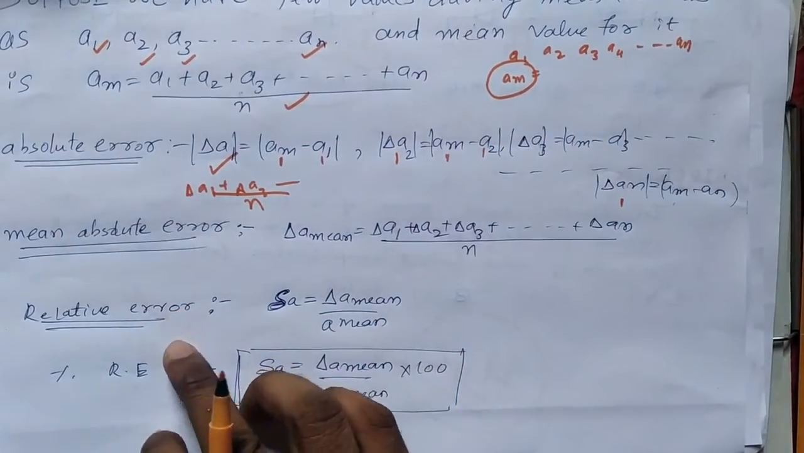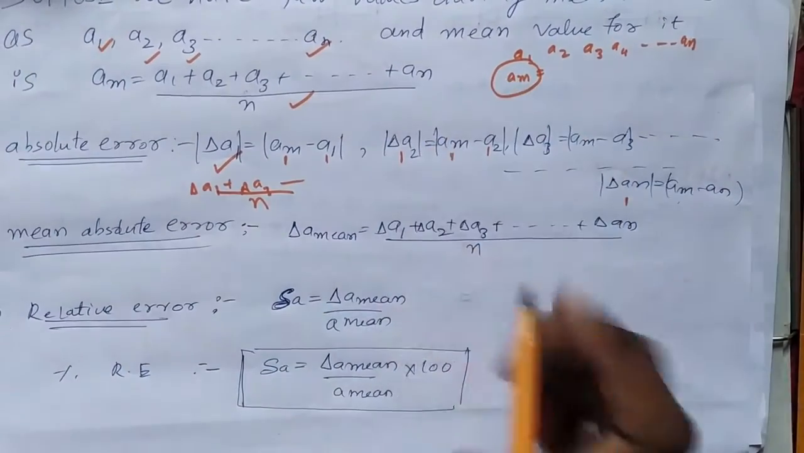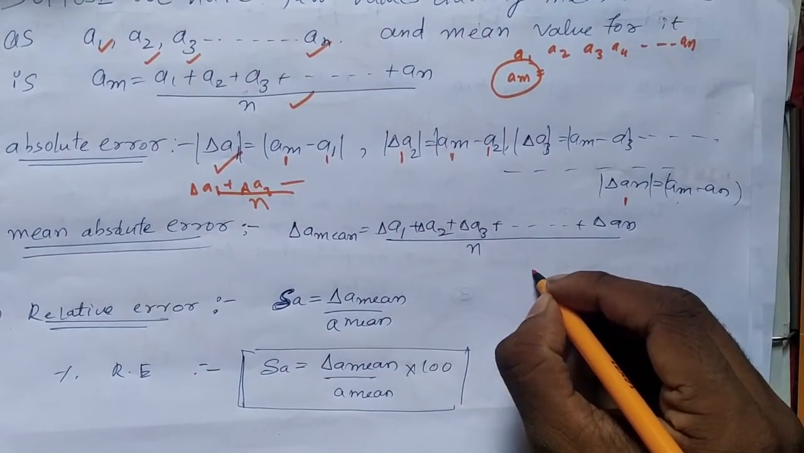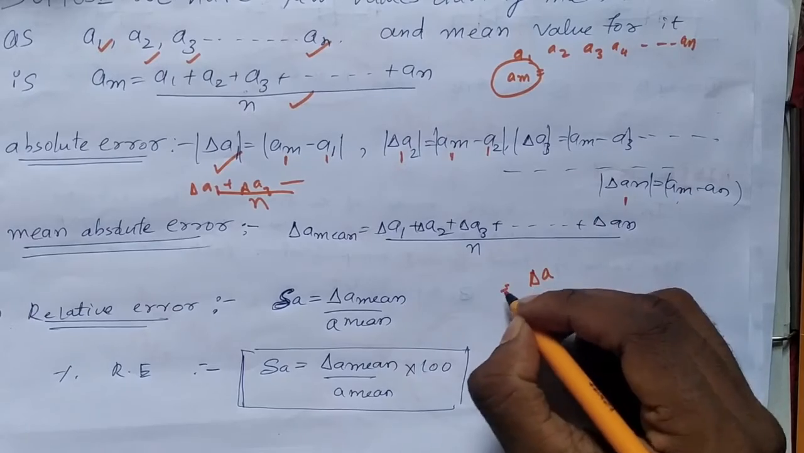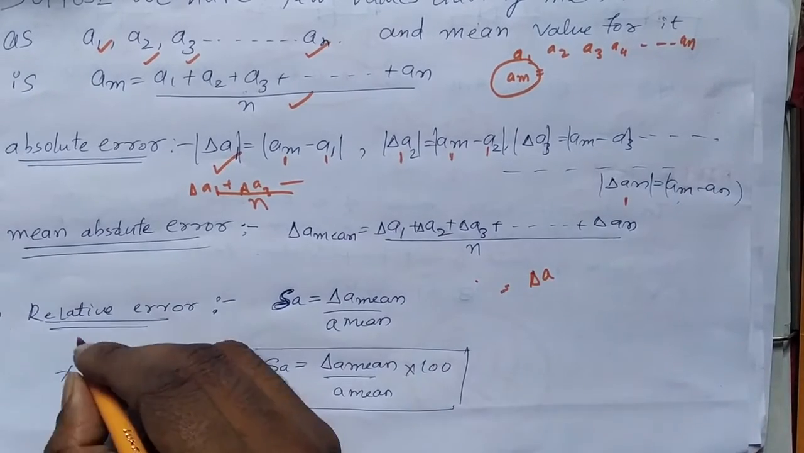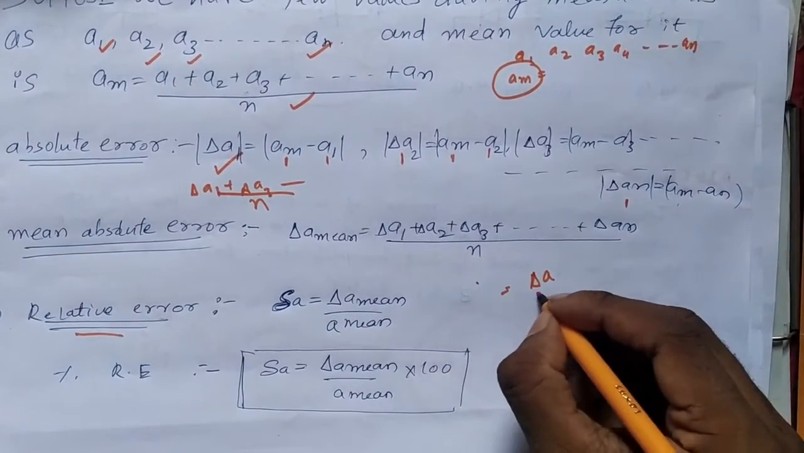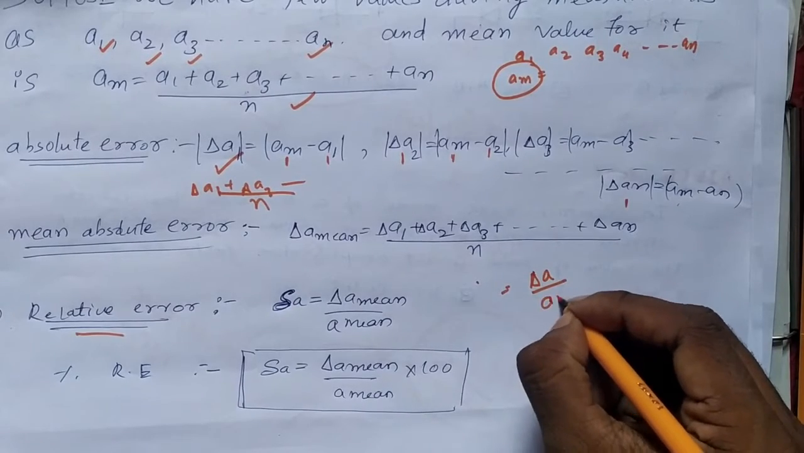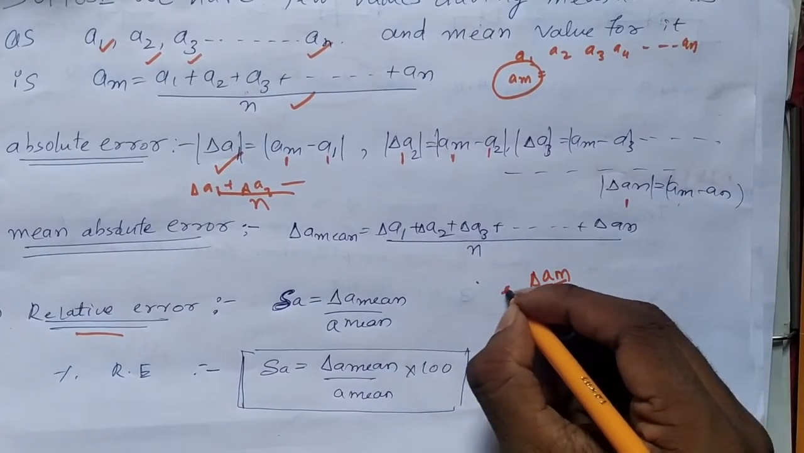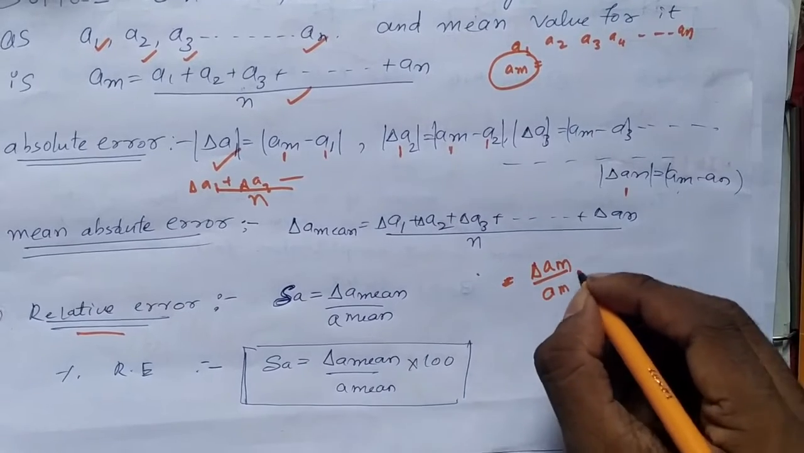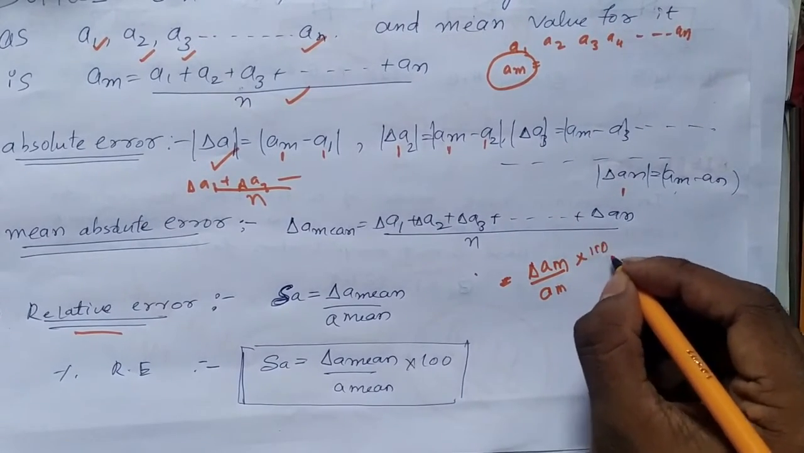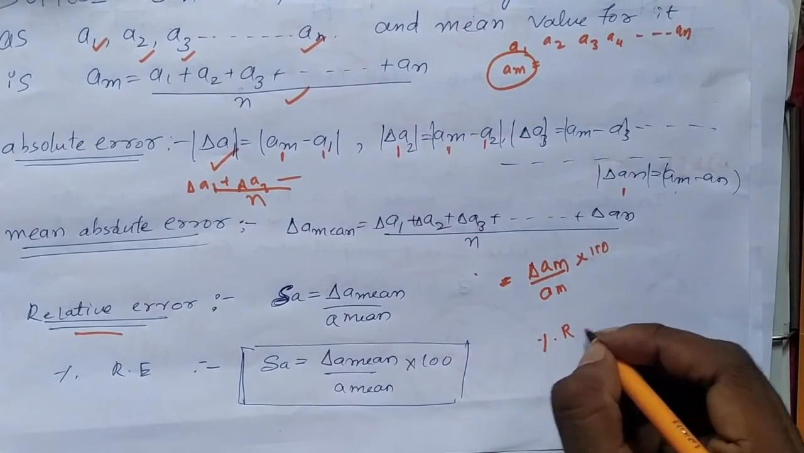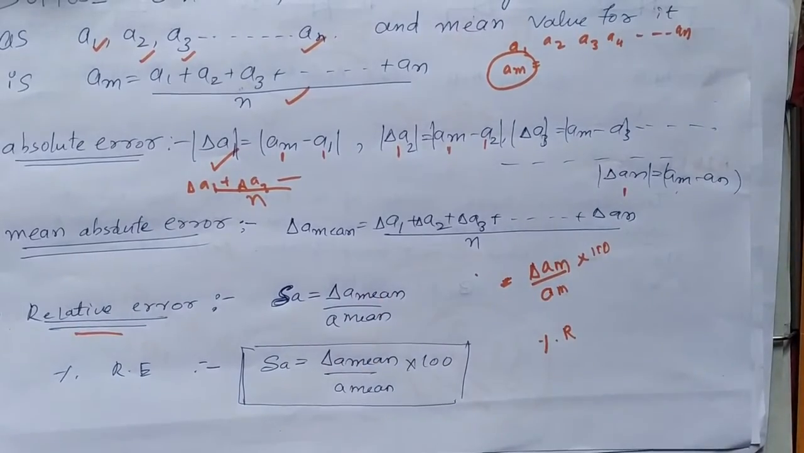Next, I am moving on to the relative error concept. As the phrase says, relative error means I have to take the error with respect to the mean value. Relative error is the error divided by the mean value, and if I multiply it by 100, I will get the percentage of relative error.